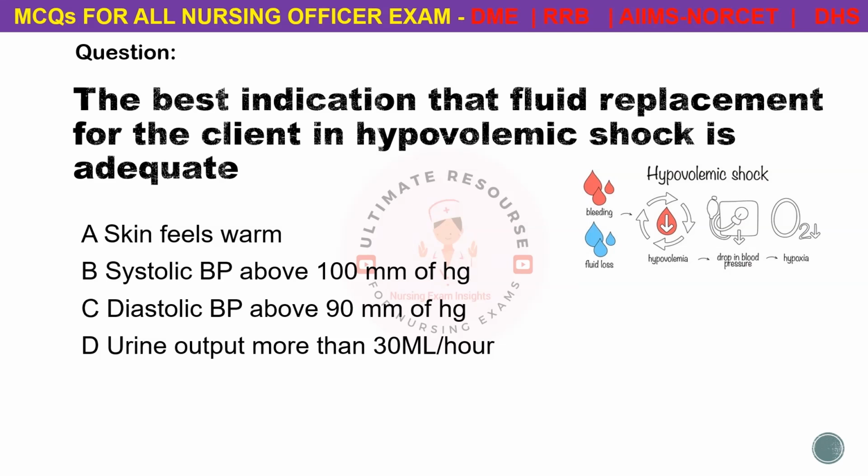The best indication that fluid replacement for the client in hypovolemic shock is adequate. Options are A. Skin feels warm, B. Systolic blood pressure above 100 mm of Hg, C. Diastolic BP above 90 mm of Hg, D. Urine output more than 30 ml per hour. The answer is D. Urine output more than 30 ml per hour.